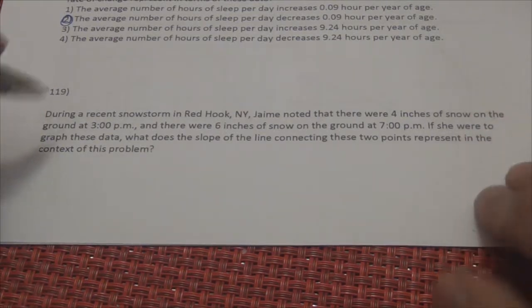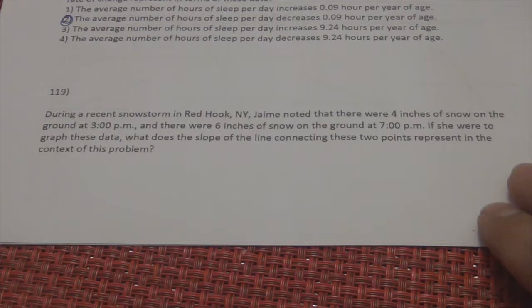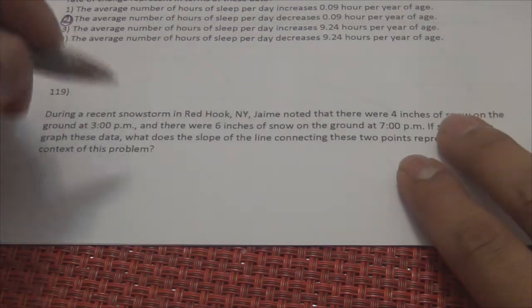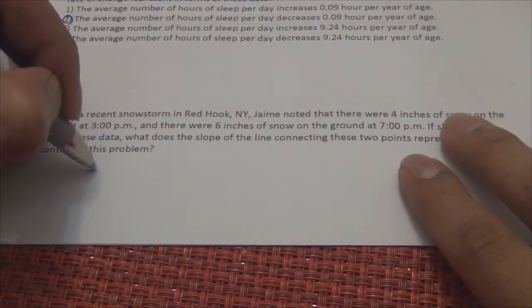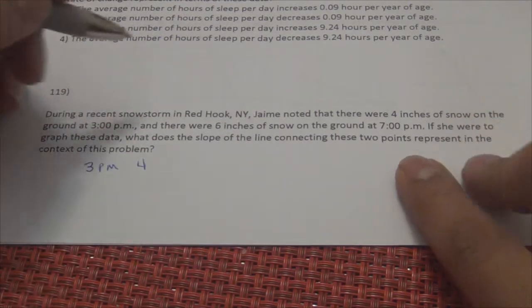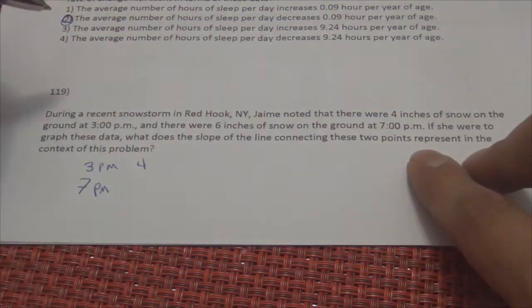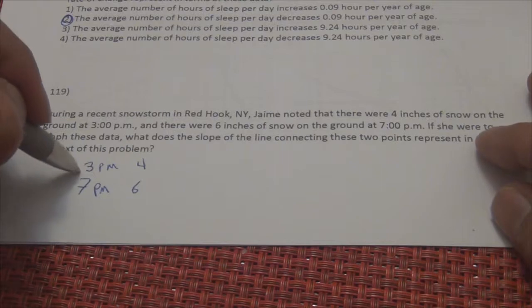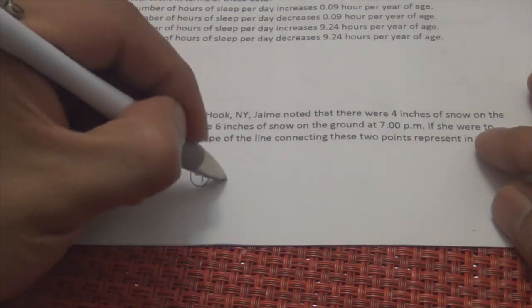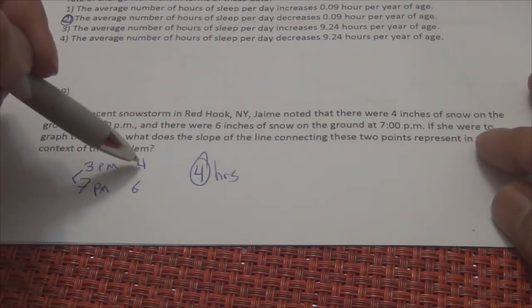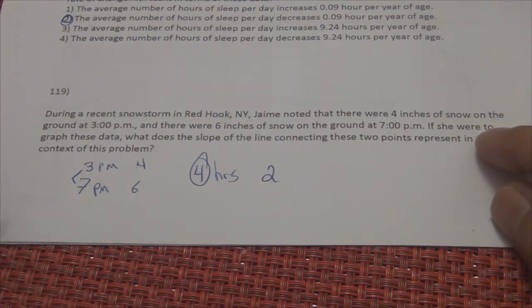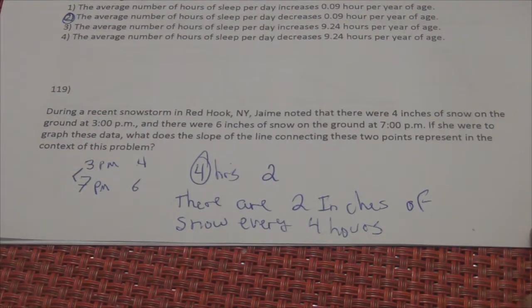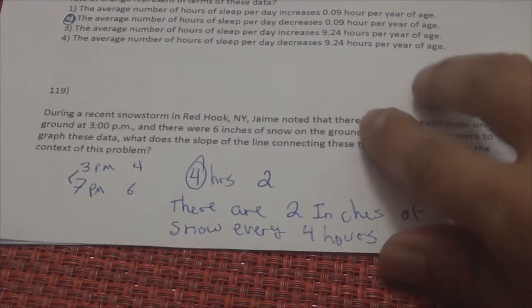But let's see. At 3 p.m., there were 4 inches. Then at 7 p.m., there were 6 inches. All right, so what do I know? That from 3 to 7 is 4 hours. Okay, and it increased the amount from 4 to 6, so it increased by 2 inches. Yes. Okay, so then what can I write about it? There are 2 inches of snow every 4 hours. Make sense? Good. All right, let's move on.